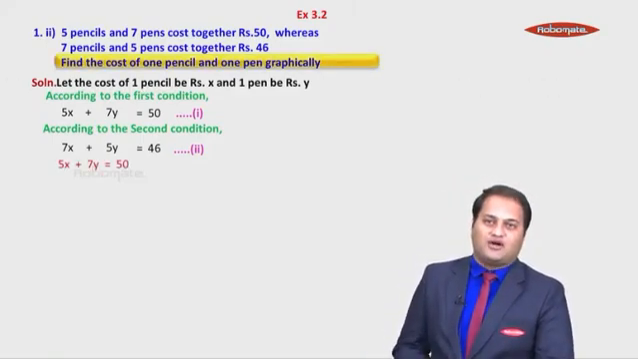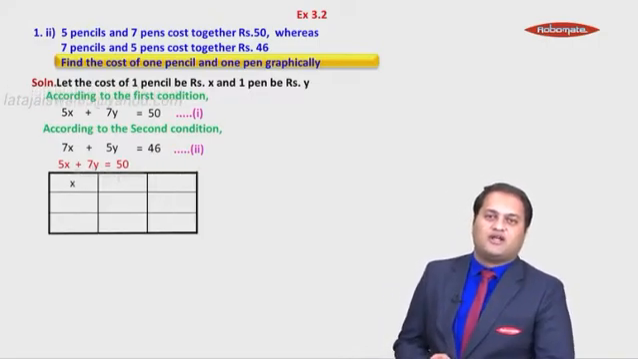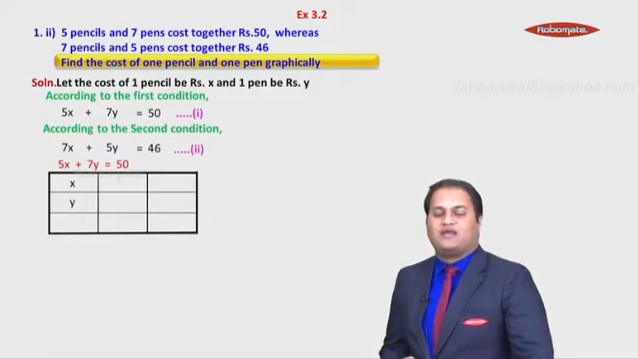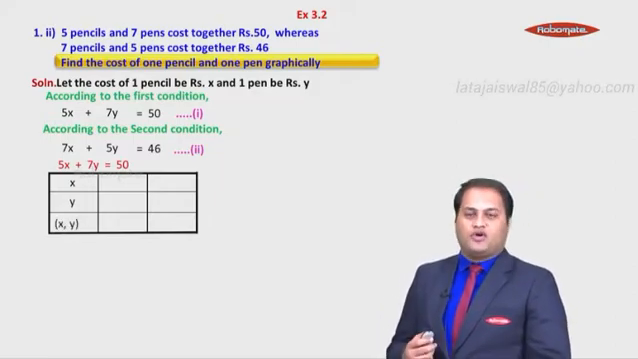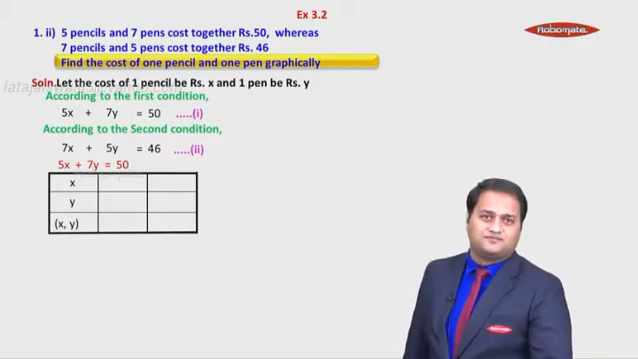We need to draw the graph. So first write the equation, draw the table. What will the table contain? X, Y, X comma Y. First, what do we do? We assume X is equal to 0 and we get Y.